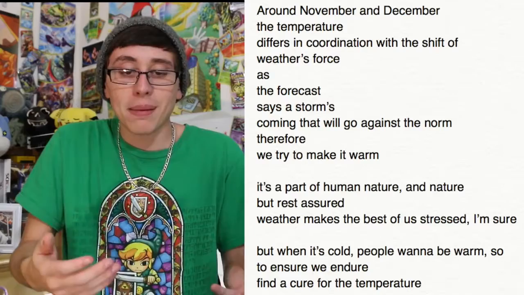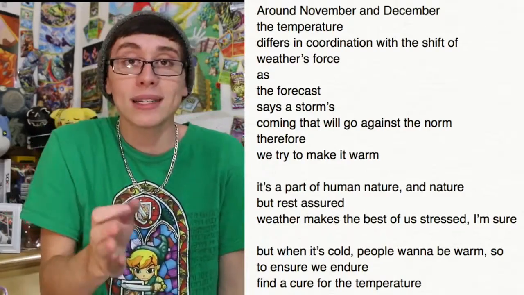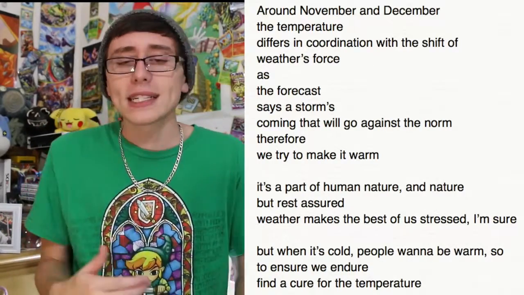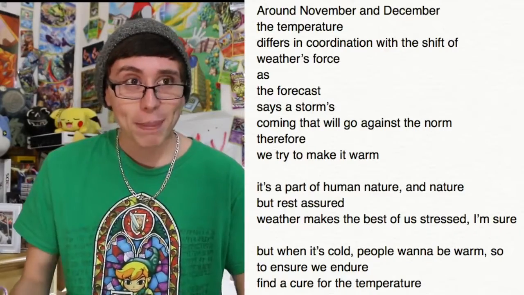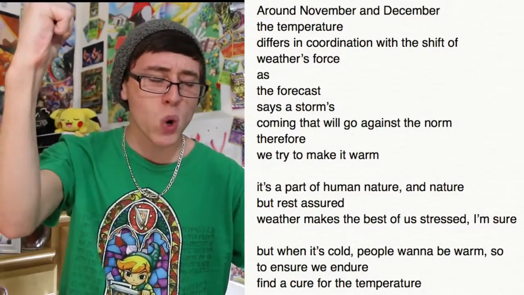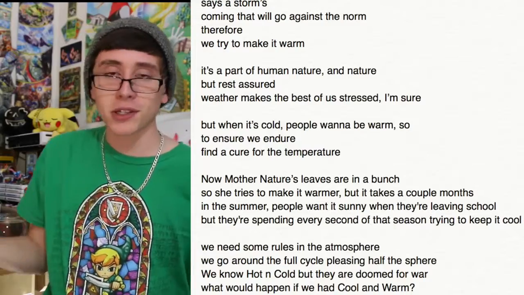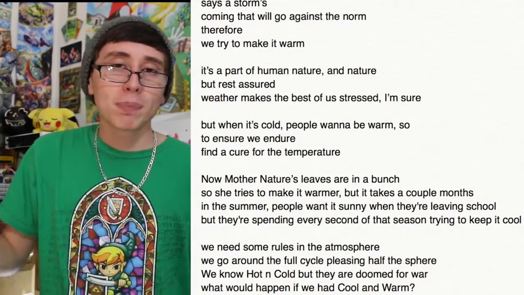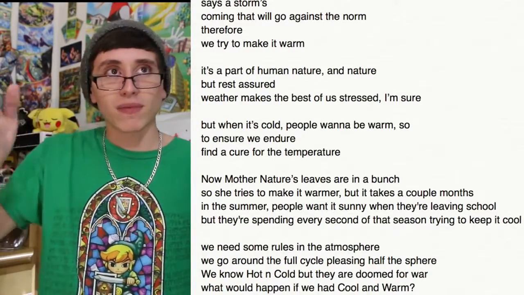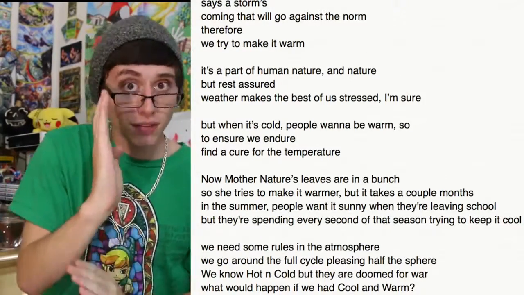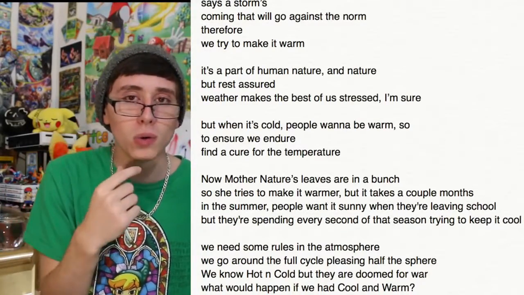Around November and December, the temperature differs in coordination with the shift of weather's force, as the forecast says a storm's coming that will go against the norm, therefore we try to make it warm. It's a part of human nature, but rest assured weather makes the best of us stressed, I'm sure. But when it's cold, people want to be warm, so to ensure we endure, find a cure for the temperature. Now, Mother Nature's leaves are in a bunch, so she tries to make it warmer, but it takes a couple months. In the summer, people want it sunny when they're leaving school, but they're spending every second of that season trying to keep it cool. We need some rules in the atmosphere. We go around the full cycle pleasing half the sphere. We know hot and cold, but they are doomed for war. What would happen if we had cool and warm?